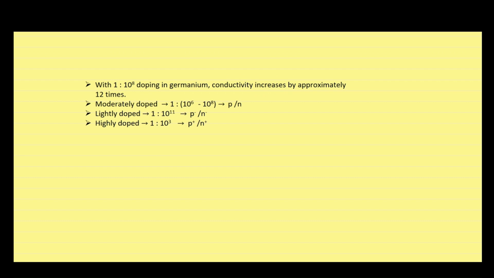Heavily doped semiconductors can be estimated to be doped with 1 part of dopant in 10 raised to the power 3 parts of parent atoms, and the moderately doped concentration range lies between 10 raised to the power 6 and 10 raised to the power 8. These are also represented by different symbols. Normal P represents moderately doped, lightly doped is represented by P minus, and heavily doped is represented by P plus.